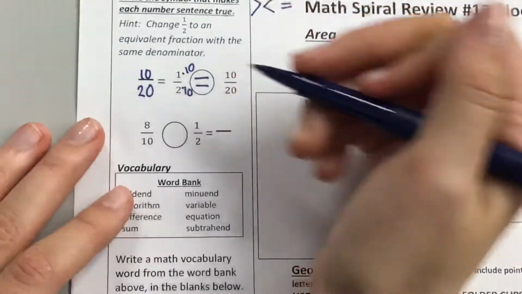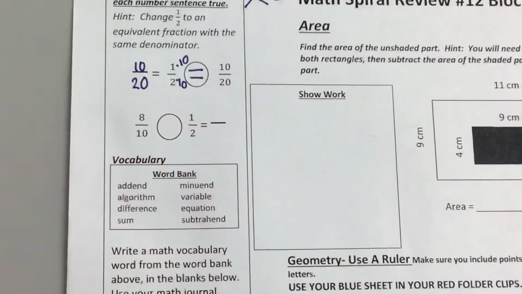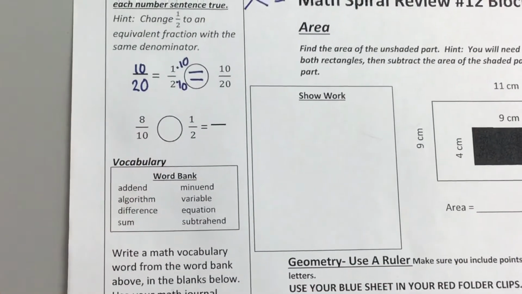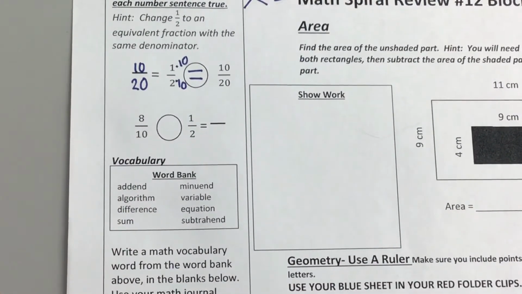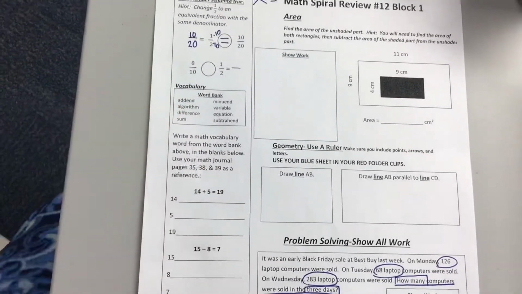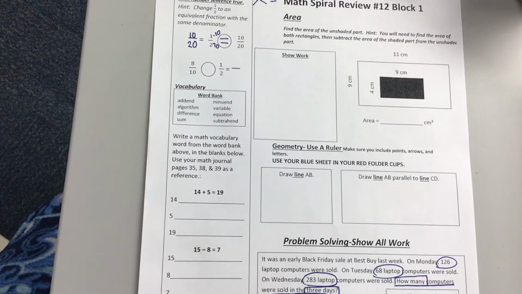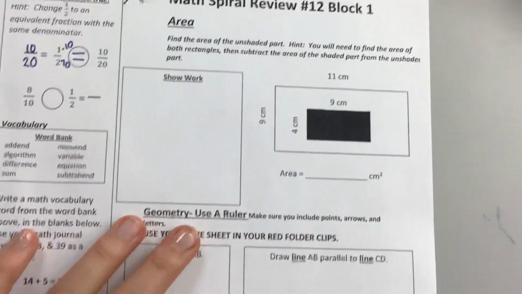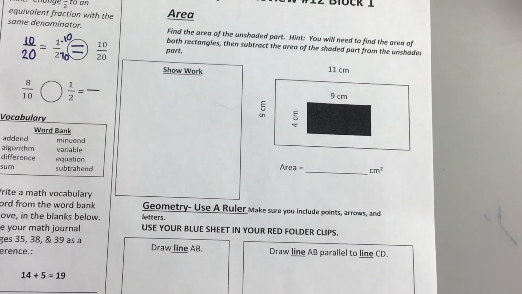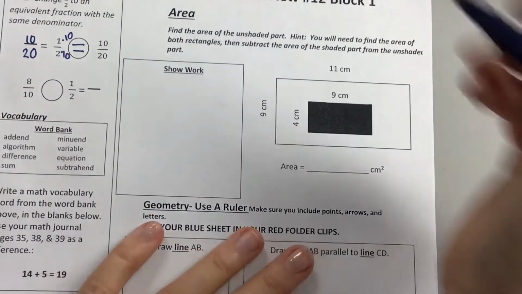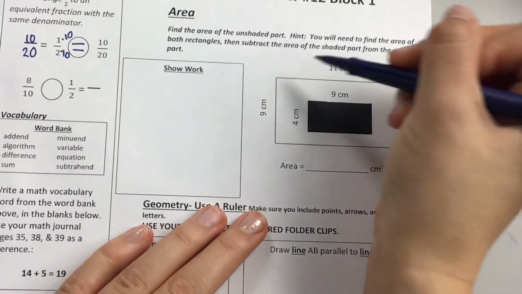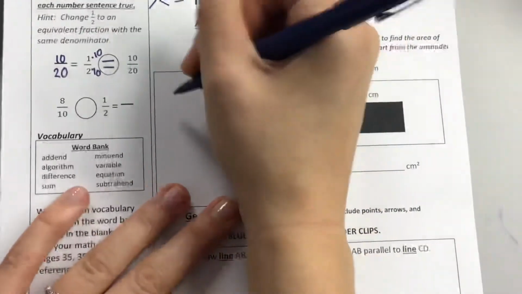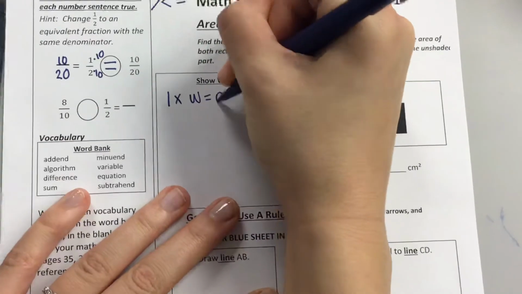Let's go ahead and do the bottom one as well, or would you guys want to do the bottom one, or do you want to pick one more different freebie? Avery, what are you thinking? The area. Okay, so we are going to find the area of the unshaded part. You will need to find the area of both rectangles, then subtract the area of the shaded part from the unshaded part, okay? So the area of the unshaded, remember, it is length times width equals area.